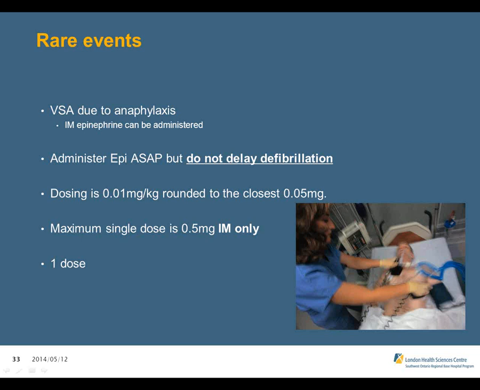That's correct. So I mean, IM is a quick route to get the epinephrine into the patient. So if IV start is delayed or having a difficult time getting the IV, absolutely give the epinephrine IM. But if it's a quick and easy IV that is established, then you follow your cardiac arrest protocol and give IV epinephrine for the patient.